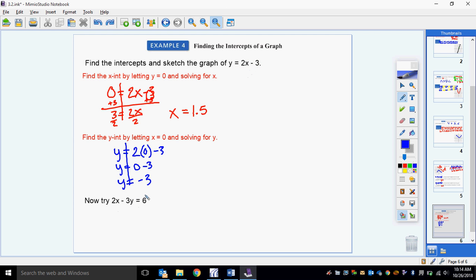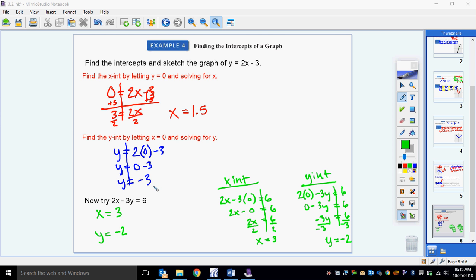Okay, but what about this? It's not in slope-intercept form, so I want you to try to find the x-intercept and the y-intercept. Okay, hopefully you found that the x-intercept is 3 and the y-intercept is negative 2. So to find the x-intercept, I plugged in 0 for y, and I simplified down to get x is 3. To find the y-intercept, I plugged in 0 for x, simplified down, remember to divide by negative 3, and you get negative 2.